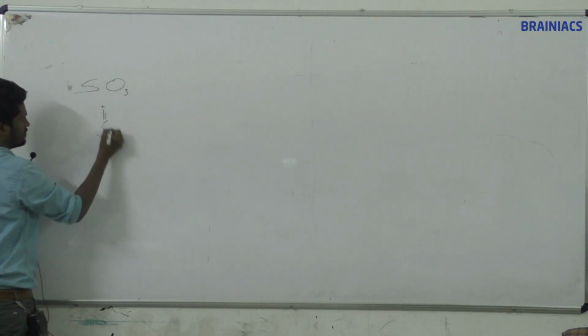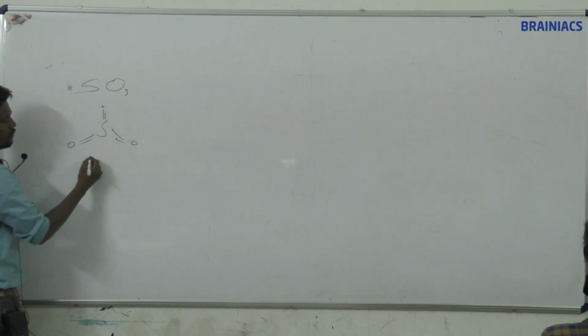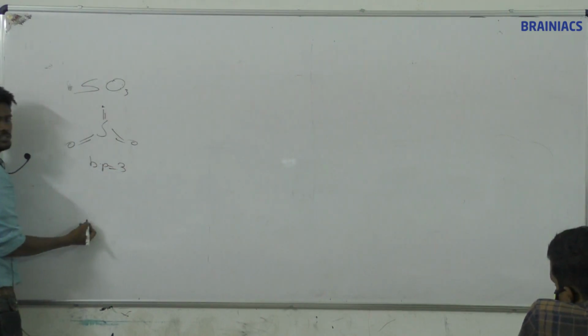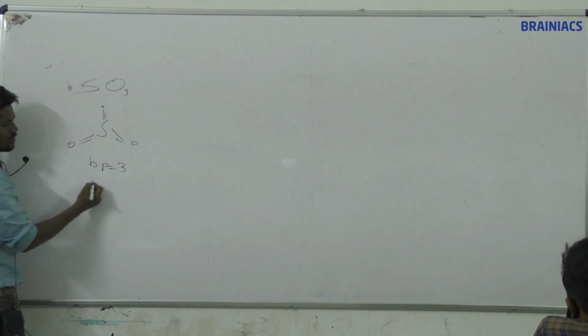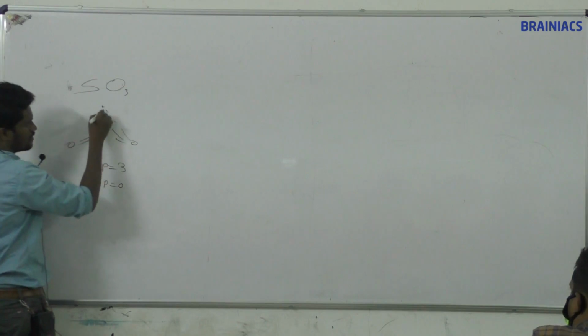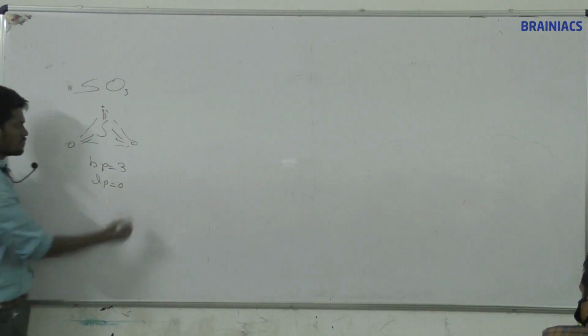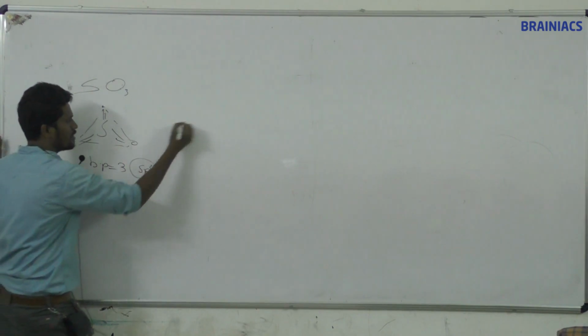That is SO3, right? So what is the total bond pair? 3. So the lone pair of electrons is equal to 0, right? So what is the geometry? Trigonal planar, right? So what will the hybridization be? sp2 hybridization. SO2.